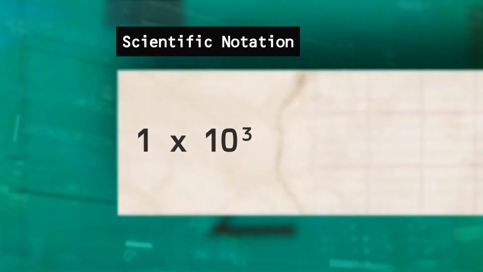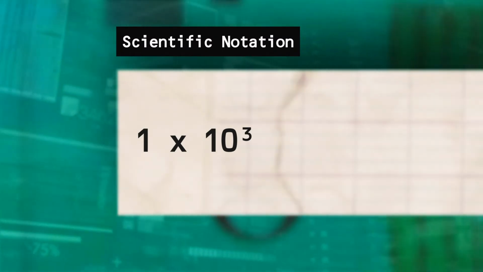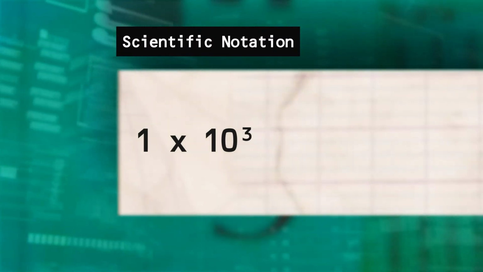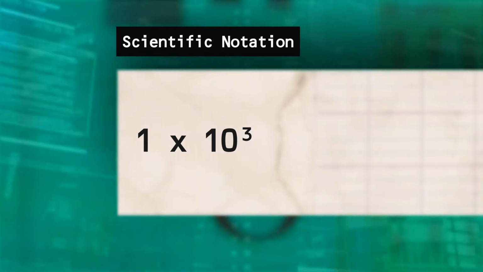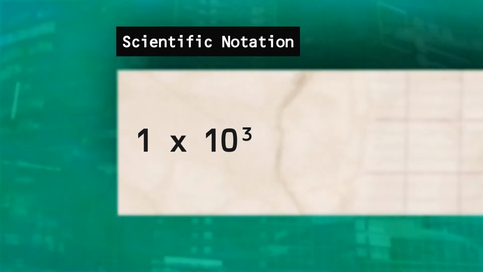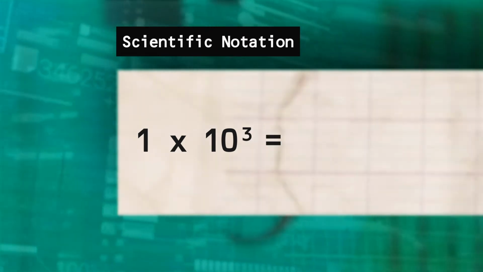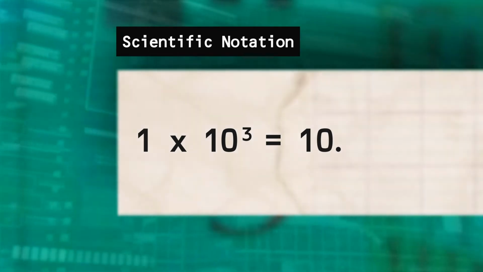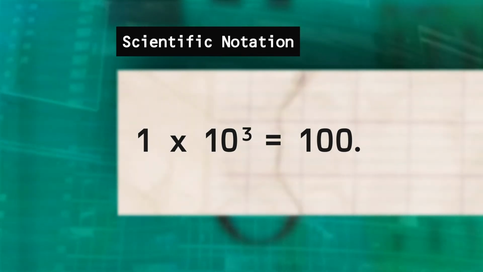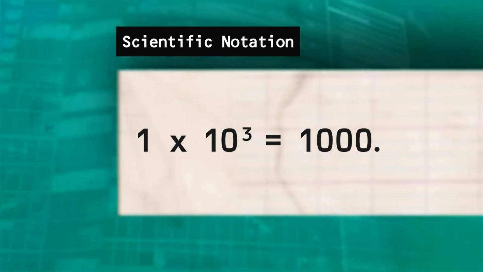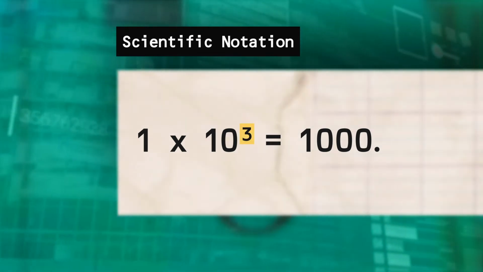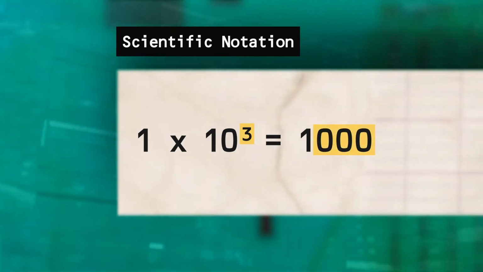We typically use scientific notation to write large and small numbers. Let's take a closer look at what that means. Scientific notation shows how many places the decimal point moves in the number. For example, 1 times 10 to the third power means that you would move the decimal point 3 places to the right, adding zeros as we go. Starting with 1, going to 10, then 100, finally 1000. So 1 times 10 to the third power is equal to 1000.